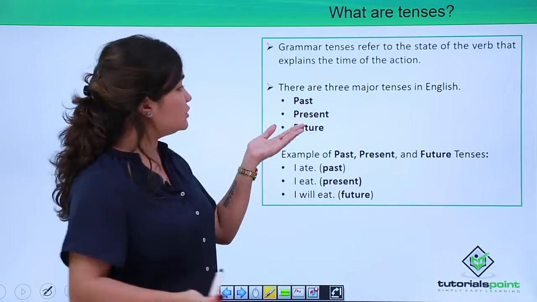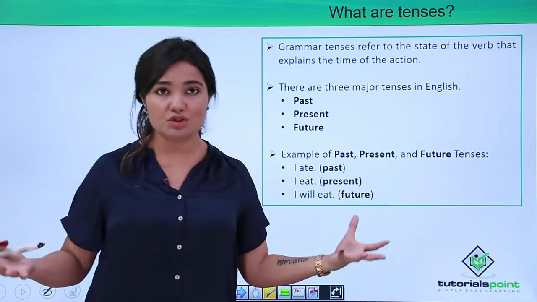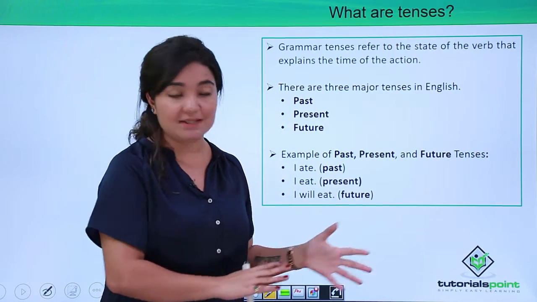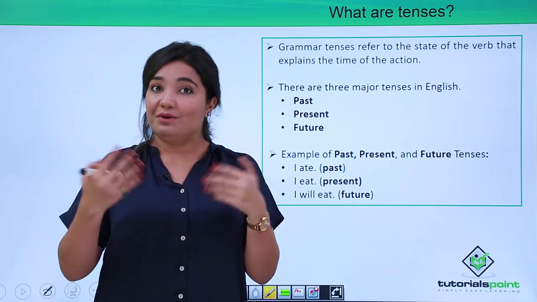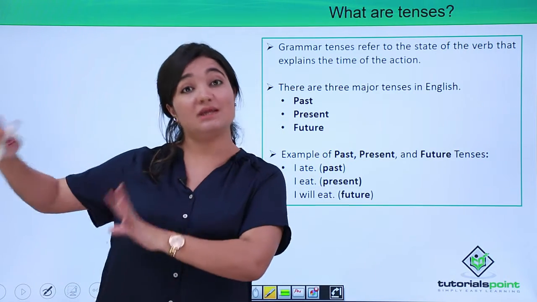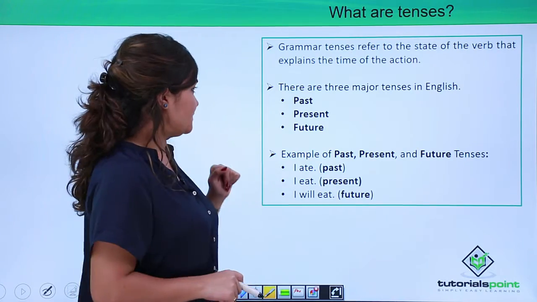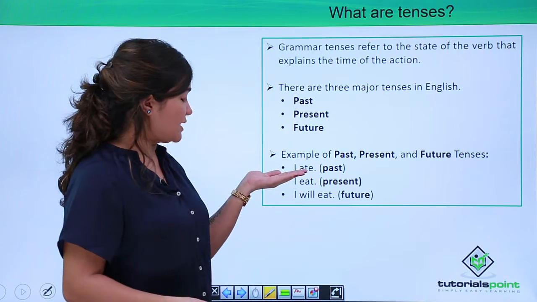As I already told you, there are three major tenses, very easy: past, present and future. Something that has already happened is what is referred to as the past tense. Something that is happening right now is your present tense, and something that you predict would happen somewhere in the near future is your future tense. Okay, so here are a few examples.